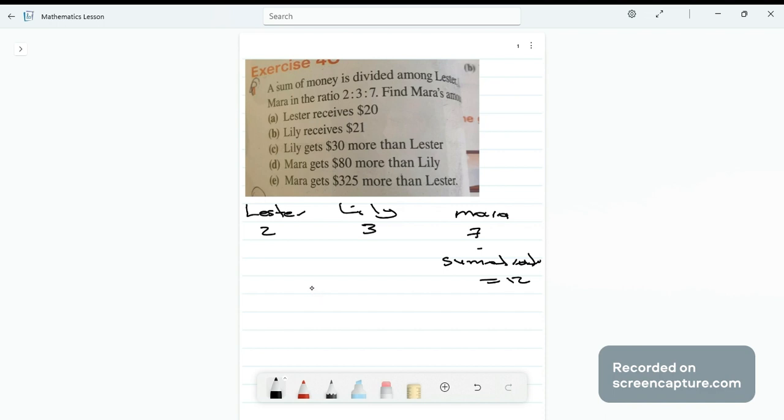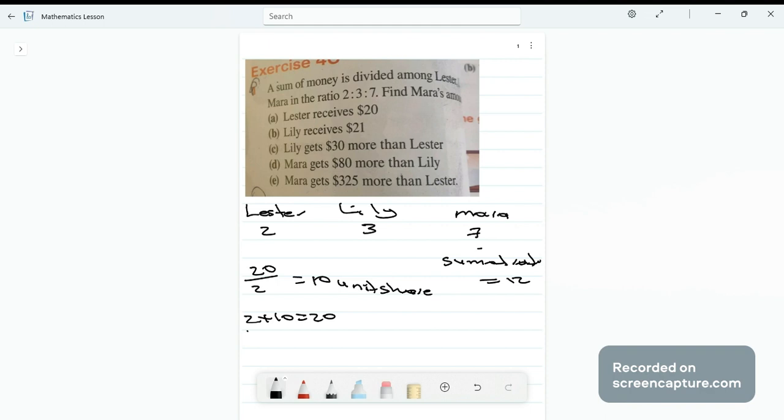In comparing, Lester received $20. We know that Lester got a share amount of 2. What we need to do is take the amount that Lester received and divide it by 2 to find the unit share. 2 into 20 goes 10. So this is what 1 unit is valued. Let's multiply the 2 times the unit. It gives us 20. That's how Lester received a share amount of $20.